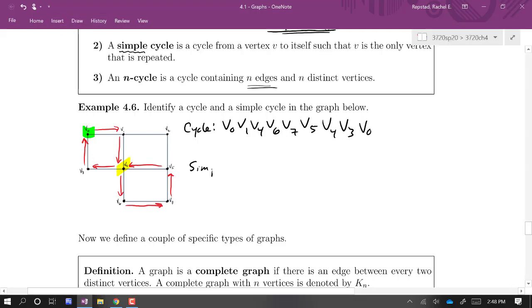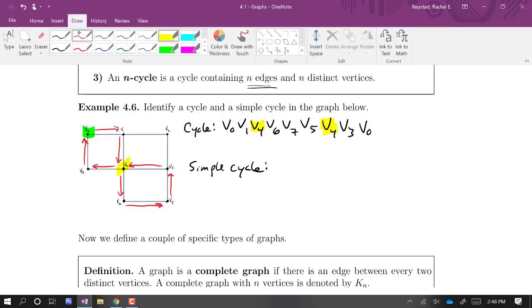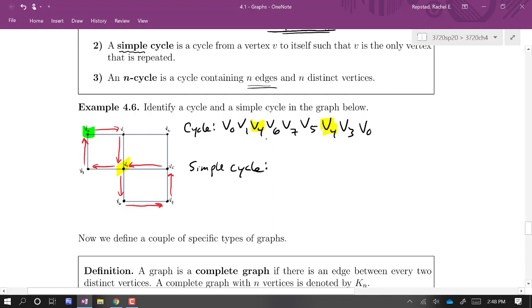To make a simple cycle from this one, as we talked about with eliminating redundancies with the path in one of the previous examples, we're going to do the same thing. I could see that I'm repeating vertex 4. There it is the first time. There it is the second time. I only need to hit it once. So I'm going to eliminate that. Once I get to V4 the first time, I could just continue on with the rest of that cycle, V3, V0. So there's my simple cycle. V0, V1, V4, V3, V0.